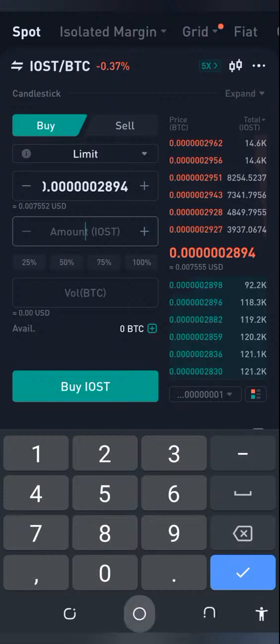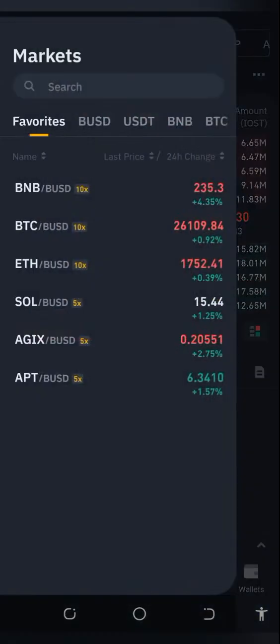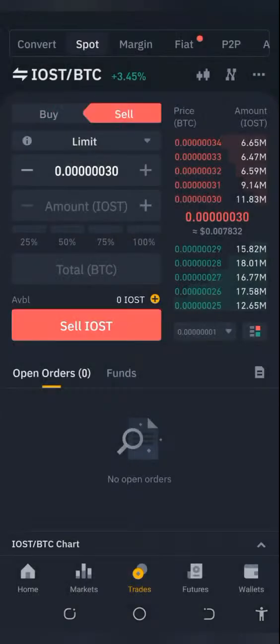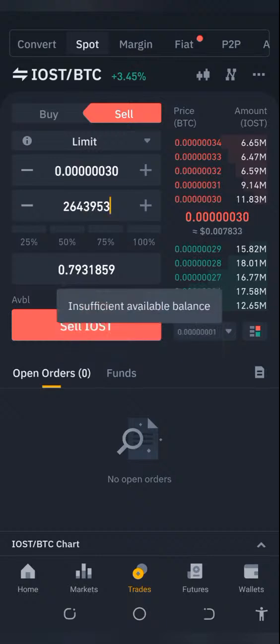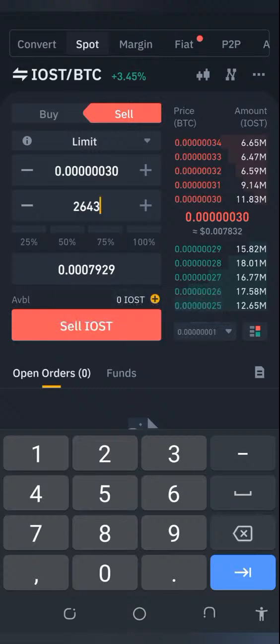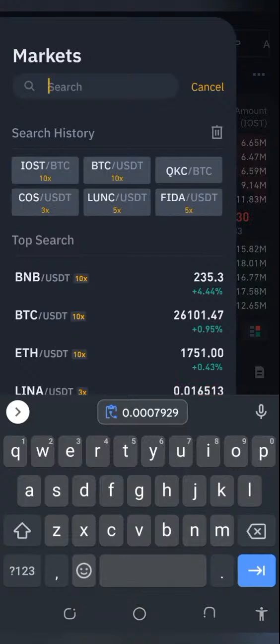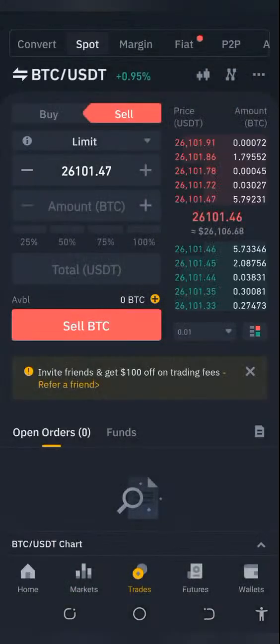Let's quickly run over to Binance, where we're currently on IOST BTC. Let's paste that in here. Now you can see what I'm talking about: you have to delete the last 3 digits after the decimal point. So we were able to get 0.007929, which looks good. Let's cut that and go and see how we're going to sell this to USDT.